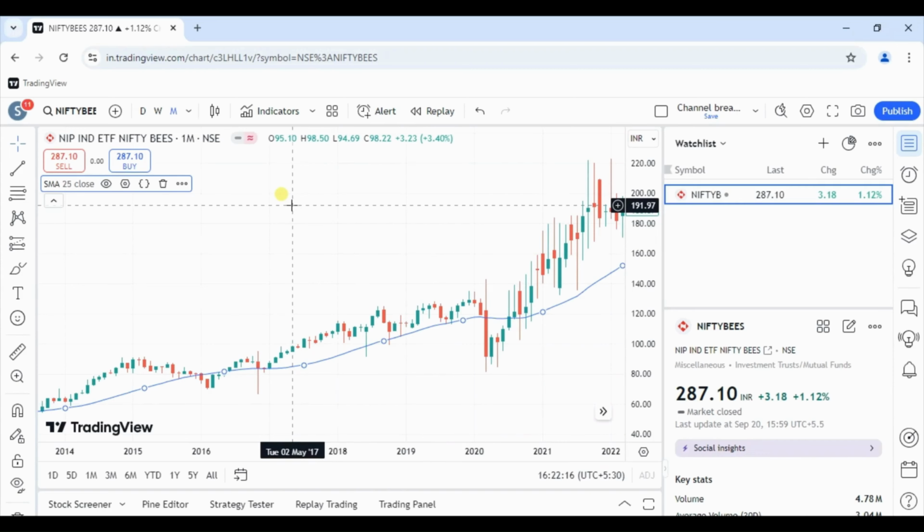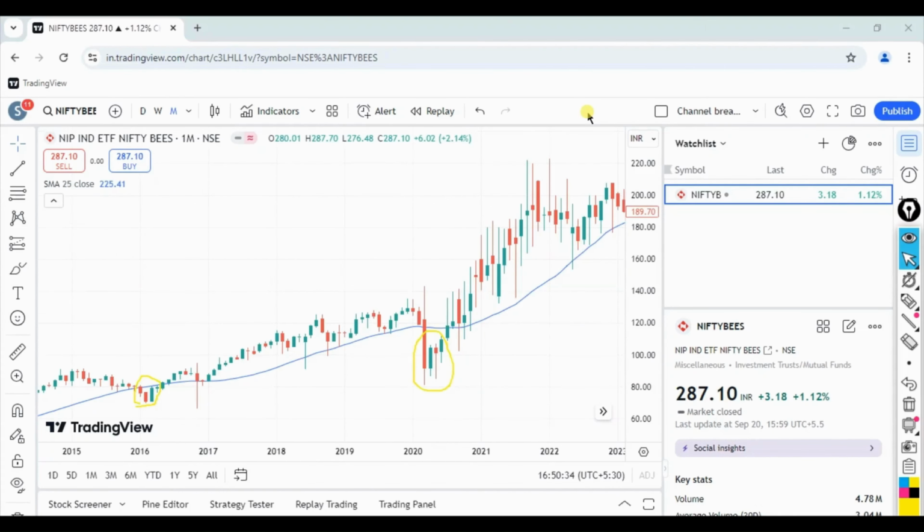Now, pause the video and take a closer look at the chart and see if you could find any pattern. Alright, here are my observations. As you noticed, a very few times the price or the candlestick has closed below this moving average price.